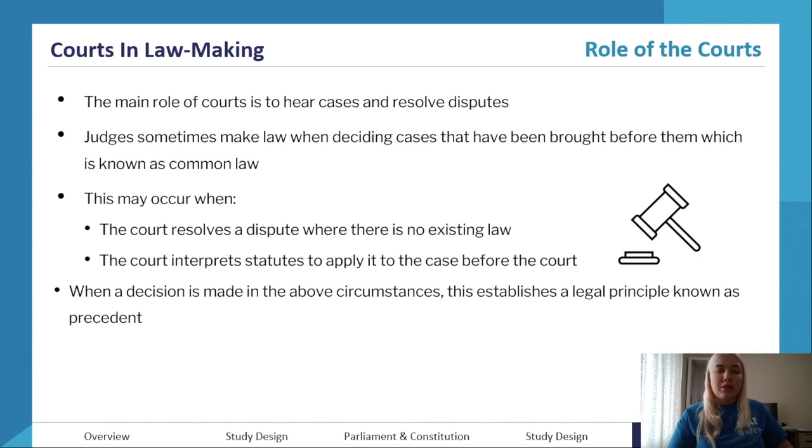This will only occur if the court resolves a dispute where there is no existing law. So Parliament has not made an act covering that specific circumstance and what should happen and what decisions should be handed down. In that situation, judges will make the decision, therefore creating common law. Additionally, it may occur when the court interprets statutes to apply to the case before the court.